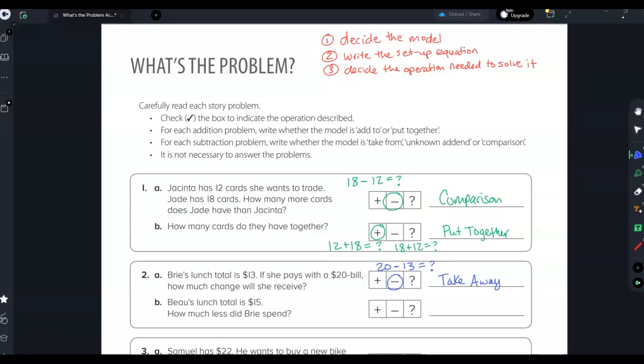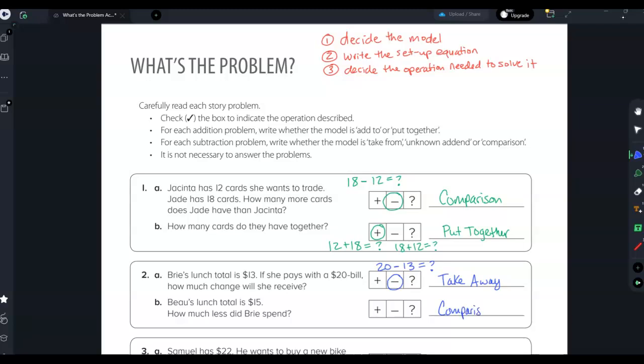Looking at part B on number 2, it says Bo's lunch total is $15. How much less did Bree spend? So now I'm talking about two different things. I'm talking about Bree's lunch and Bo's lunch. So am I putting them together to see how much they spent all together, or am I comparing them to see a difference? In this case, I'm comparing, I'm trying to find how much less did Bree spend.